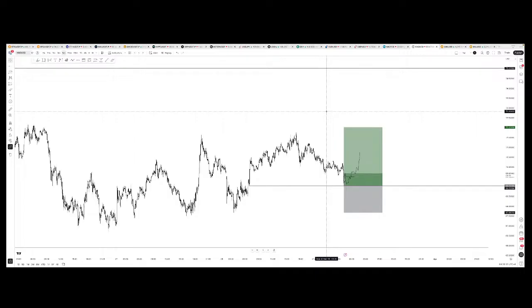Okay, by the way, are you currently in any trades? Or did you take this specific trade which I showed?